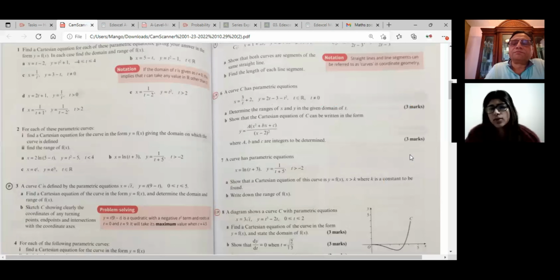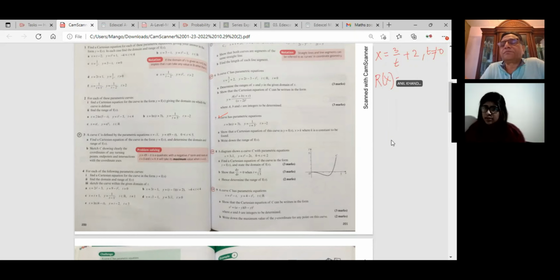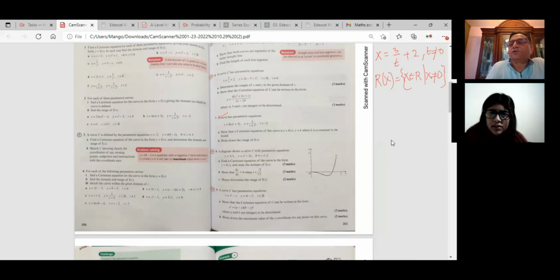x equals, you can read the equation for me, 3 over t plus 2. And we know t is not equal to 0. Is that okay? Yeah. So if t is not equal to 0, what is the range of this particular function? So the range of x is x belongs to real numbers, but it's not equal to 0. Let us look into this once again.